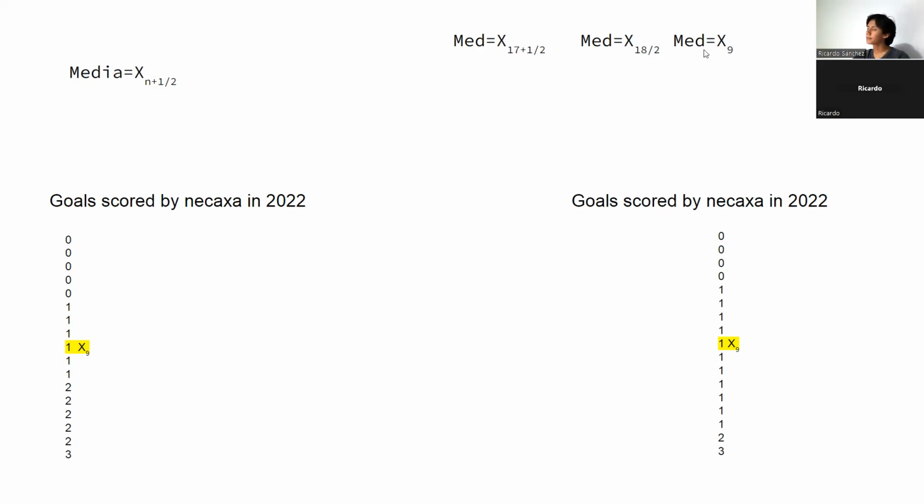the position 9. So we organize the data from smaller to larger, and we got it like this: 0, 1, 2, 3, 4, 5, 6, 7, 8, 9. So here's our median, and the same for 2023: 1, 2, 3, 4, 5, 6, 7, 8, 9. Here's our median.